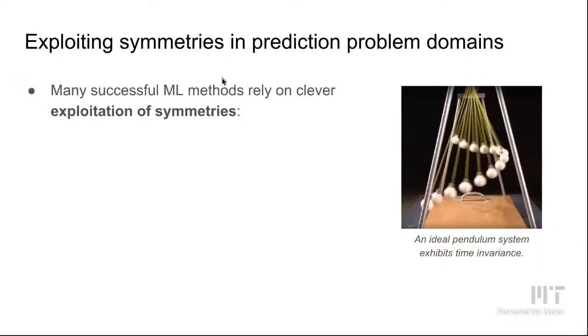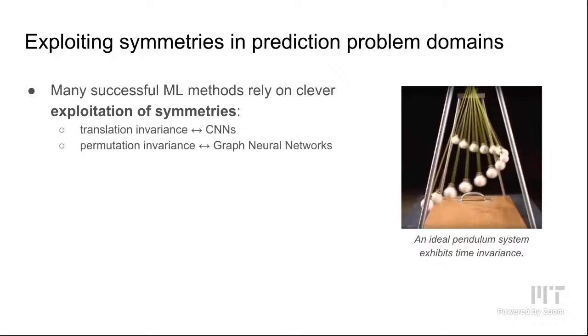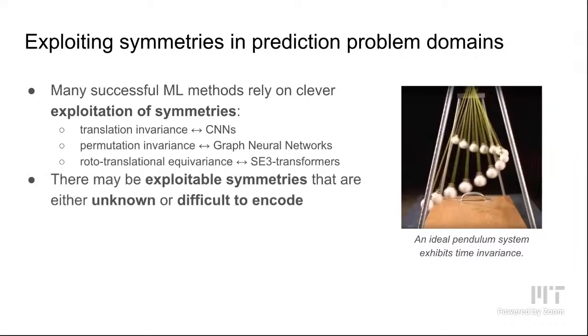A lot of recent success in machine learning has been due to the clever exploitation of symmetries. For example, translation invariance, permutation invariance, and rototranslational equivariance. However, there might be exploitable symmetries in problems that we care about that are either unknown or difficult to encode. For example, it might be difficult to think about how we would encode time invariance in pixel space for a pendulum system. So in this work, we ask whether we can use machine learning methods to discover these symmetries.